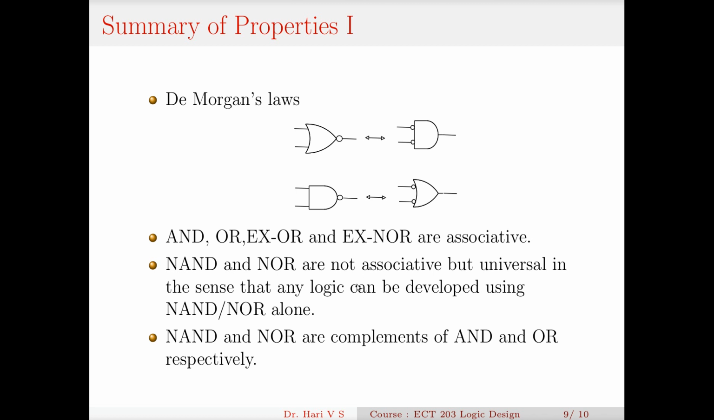So you understood that this property of NAND and NOR is very important. There are two cardinal properties of NAND and NOR. One is they are not associative. Second, they are universal. NAND and NOR are universal gates. NAND and NOR are non-associative gates. Okay. Now NAND and NOR are complements of AND and OR respectively. Whatever be the number of inputs, NAND is a complement of AND and NOR is a complement of OR.